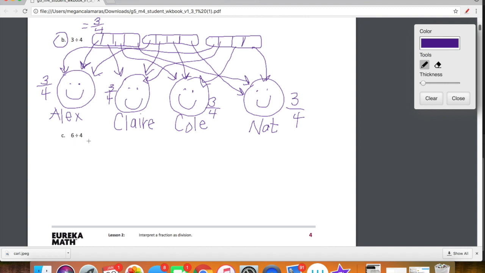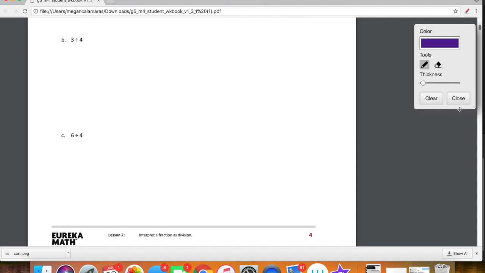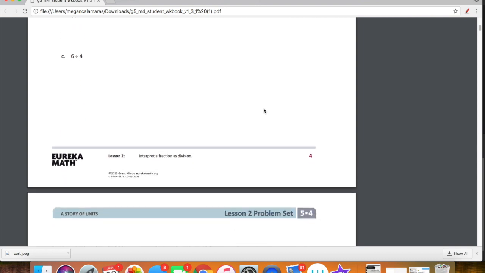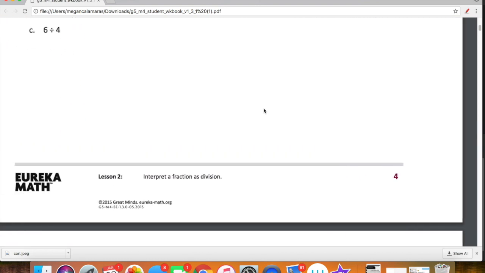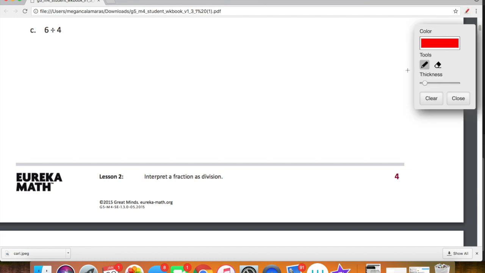So we're looking at 6 divided by 4. Let's think about, as I zoom in here, what 6 divided by 4 is going to look like. 6 divided by 4.